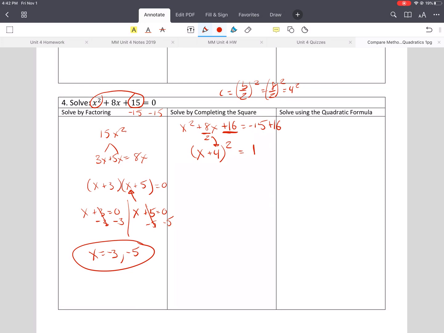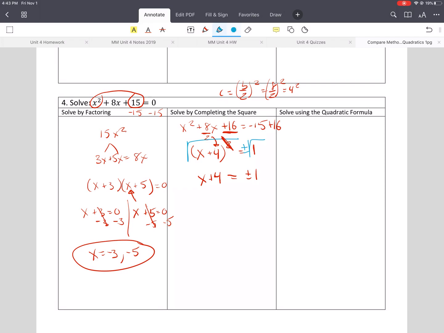If you don't believe it, you can use FOIL and get that same thing, or you could distribute it and make sure that works. Either way, we need to square root both sides, plus or minus. So we'd have x plus 4. Remember, the square root and the square cancel. And we'd have plus or minus 1.